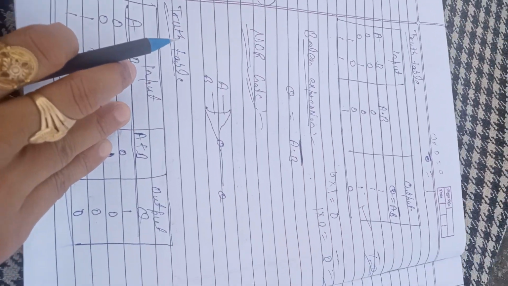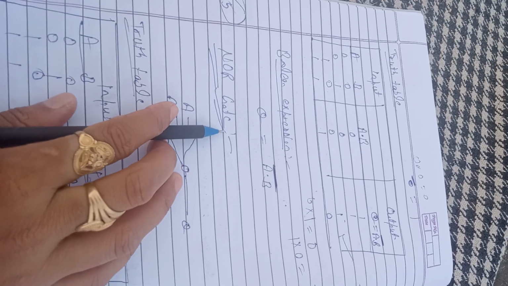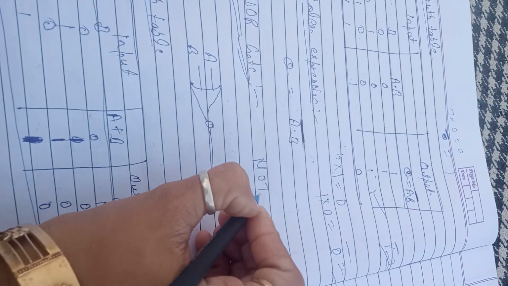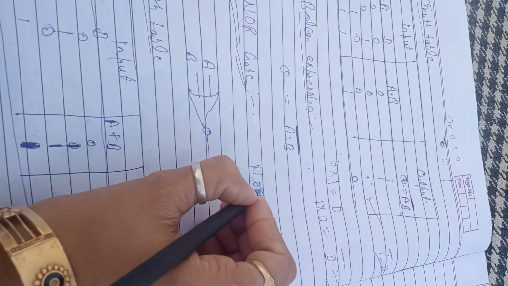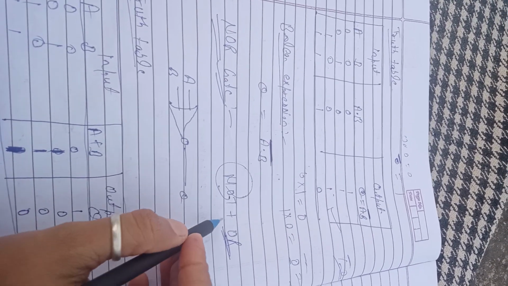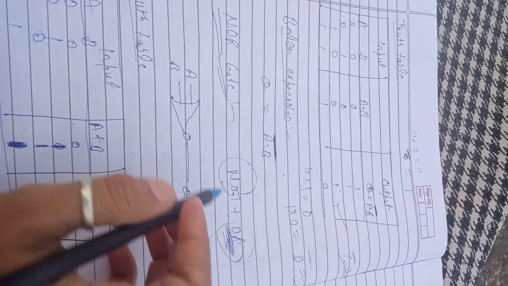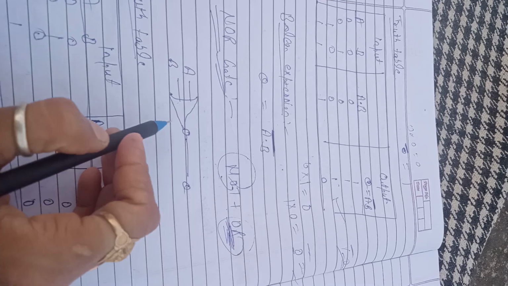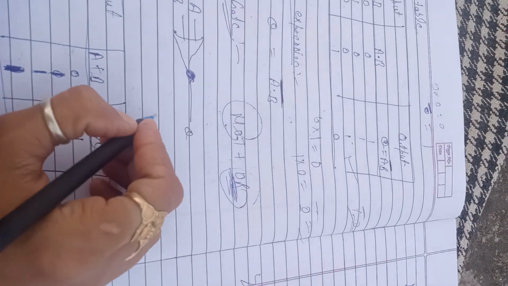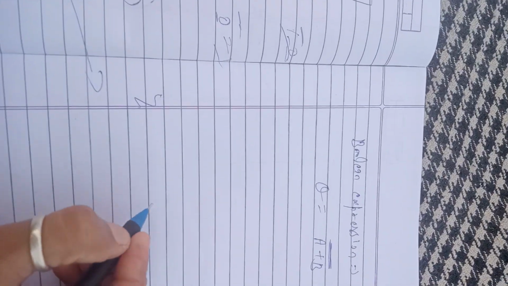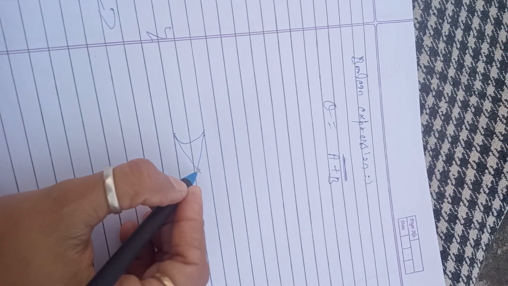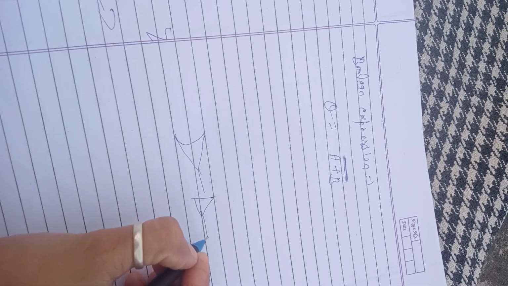Now the next gate is the NOR gate. NOR gates are the combination of the NOT gate and the OR gate. It means this is the NOT gate and this is the OR gate. We know that this is the symbol of the OR gate and this is the symbol of the NOT gate, so it is the combination.